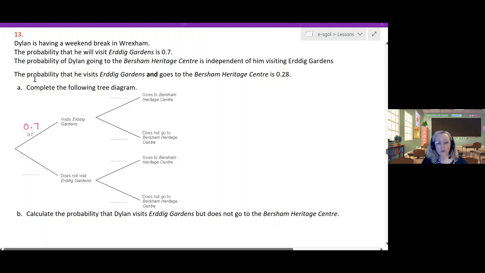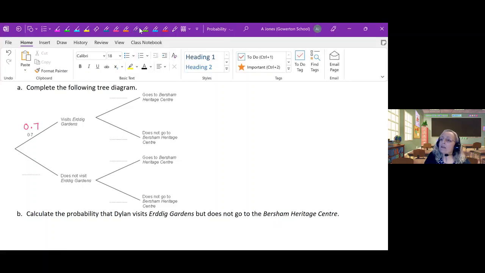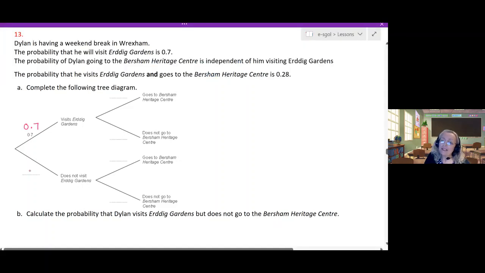Okay, so I'm going to go over the answer to this one now. So if the probability that he visits the gardens is 0.7, then the probability that he doesn't visit the gardens must be 0.3 because these branches need to add to 1. Then we're told that the probability that he visits the gardens and goes to the Heritage Centre is 0.28. So that's here. So visits the gardens and goes to the Heritage Centre, that's going to be here. And then we've got to work out what this number is here.